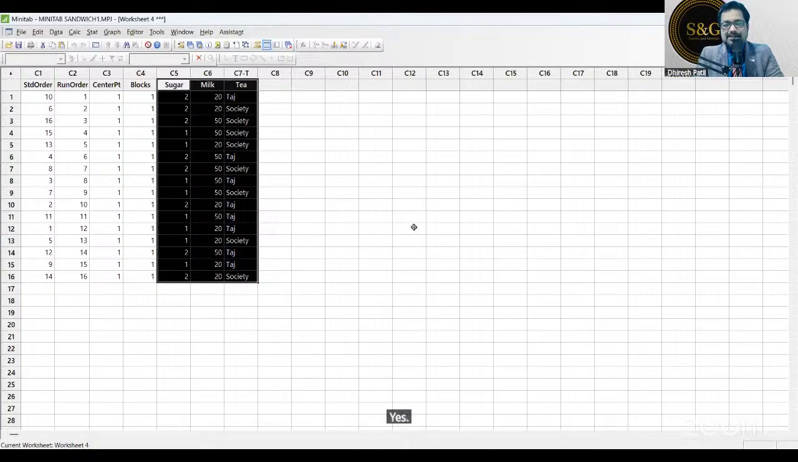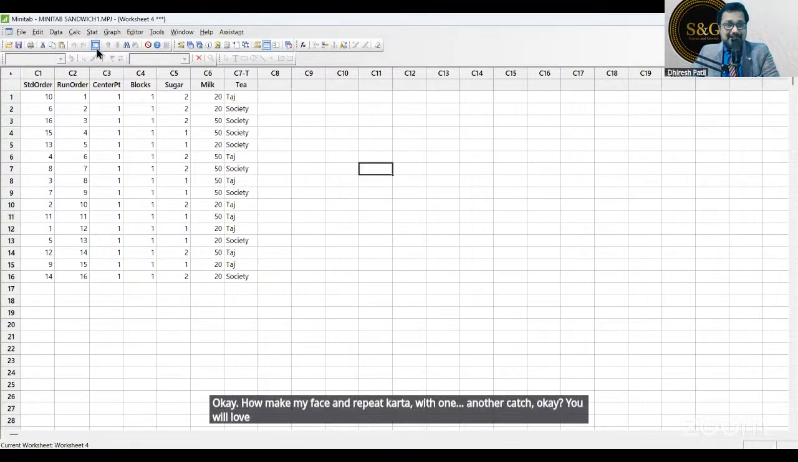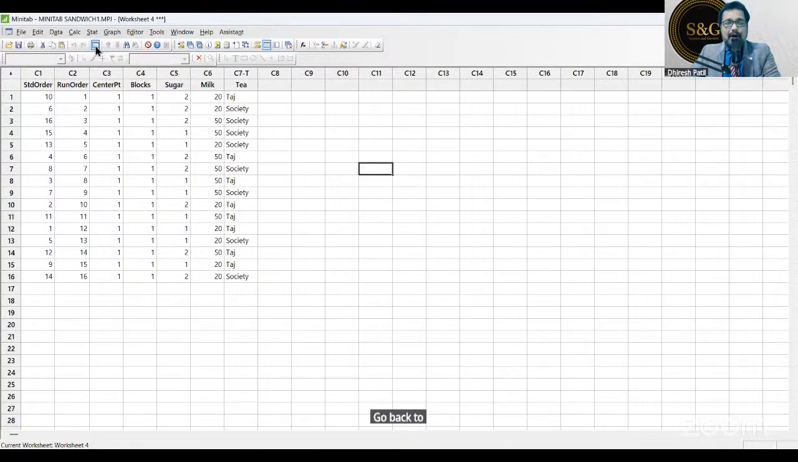Yes, yes, yes. हो गया ये? समझ में आ गया? This is how the randomization and replications are done. Okay. हाँ, मैं एक बार फिर से रिपीट करता हूं with one another catch. Okay, you will love this catch. Go back to this. आपको क्या करना है?